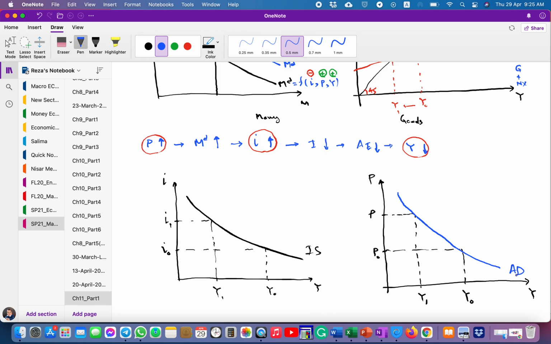Aggregate demand is showing that both money market and goods market are in equilibrium, whereas the IS curve is showing that goods market is in equilibrium. Combination of the I and Y, which goods market is in equilibrium. AD is a combination of P and Y, where both money and goods market are in equilibrium.